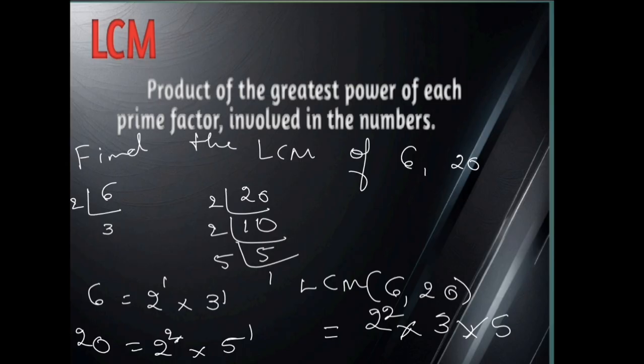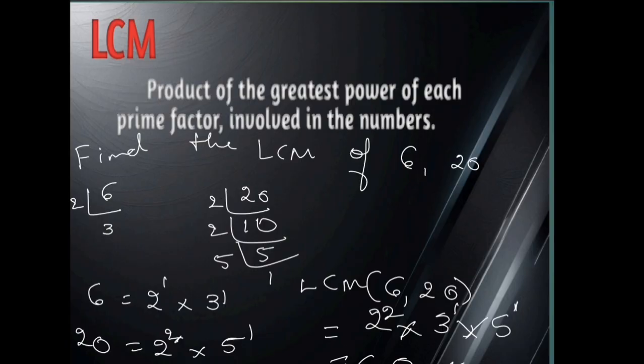Here we have only 3 power 1. So 3 power 1. Here 5 power 1. When we multiply 2 into 2 into 3 into 5, we get the result 60. So the LCM of 6 comma 20 is 60.